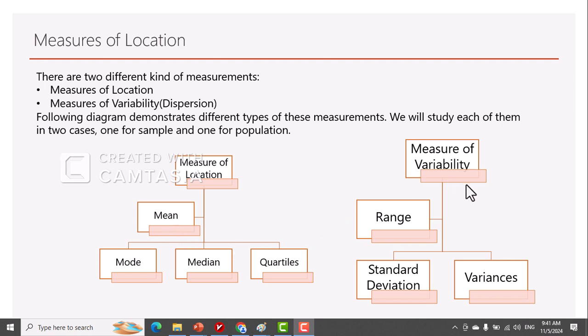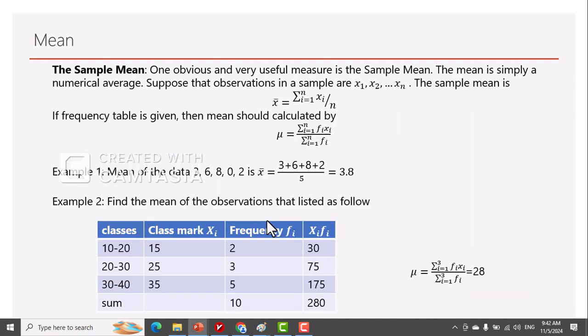For measures of variability, we have range, standard deviation, and variance. For each of these measurements, we will discuss the calculation both with a frequency table and without a frequency table, meaning when we have raw data or when we have a frequency table. Let us start with the first one, which is the mean.